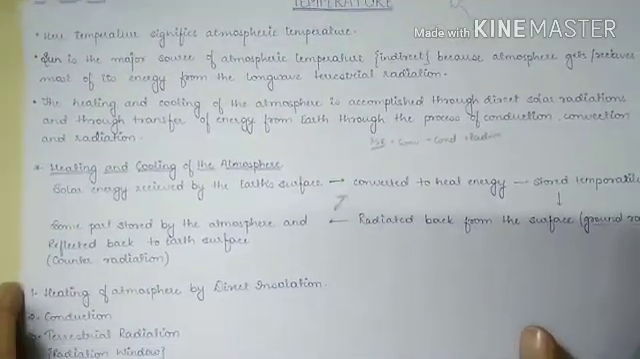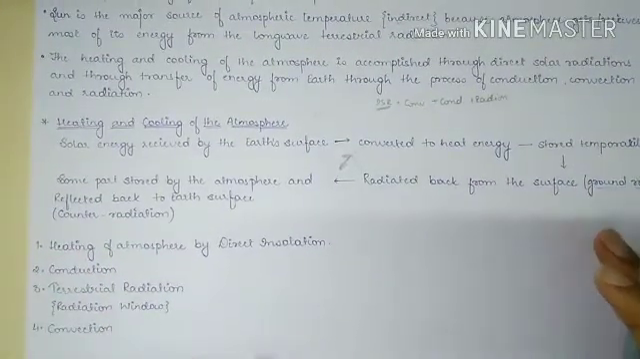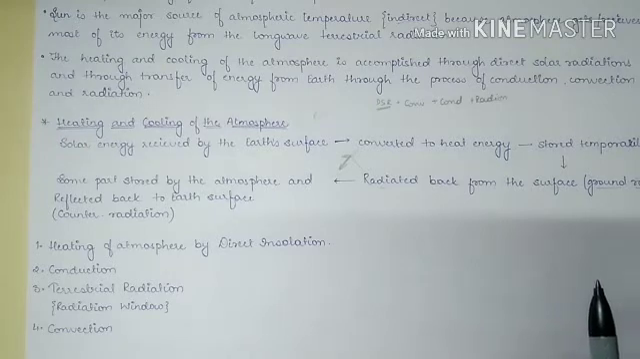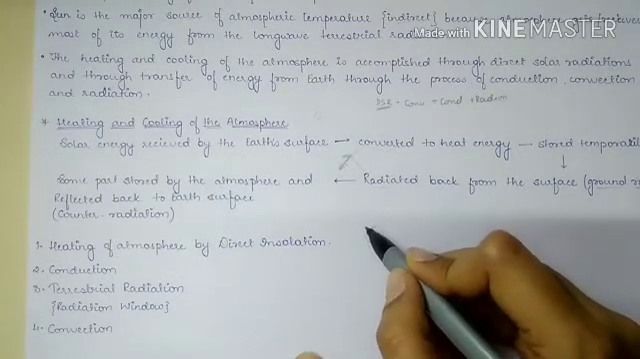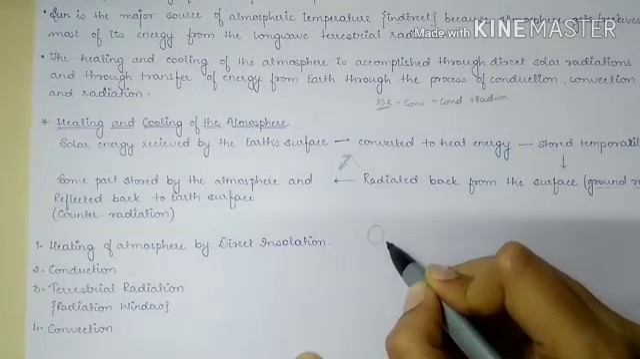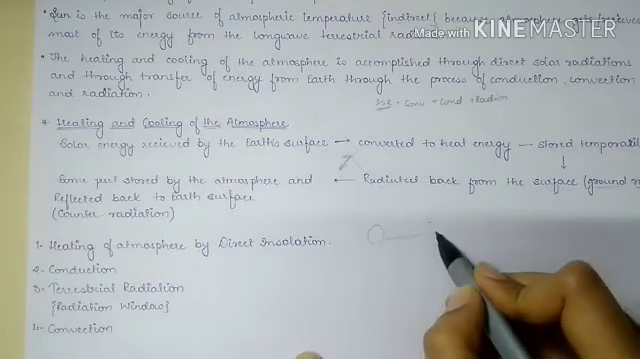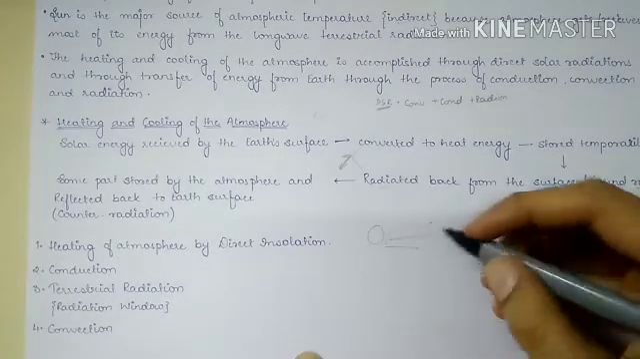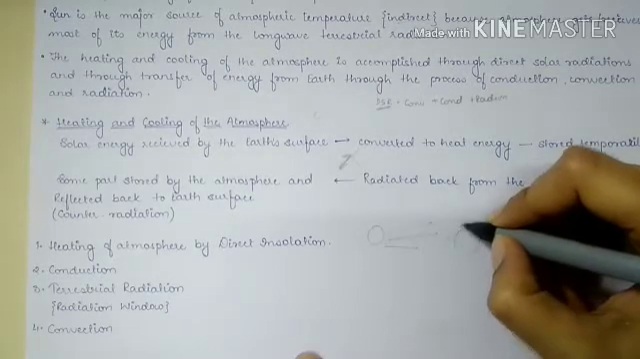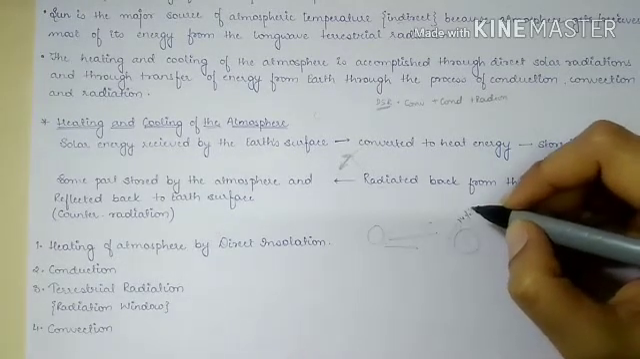Now there are various processes which we have to discuss in detail about heating and cooling of the atmosphere. The basic process is direct insolation. The atmosphere gets heated up by direct insolation. So now here we have the sun. The energy which we get is from the photosphere. Consider this as the photosphere of the sun. Energy comes to the earth. Now 14% of this energy is absorbed by the atmosphere.